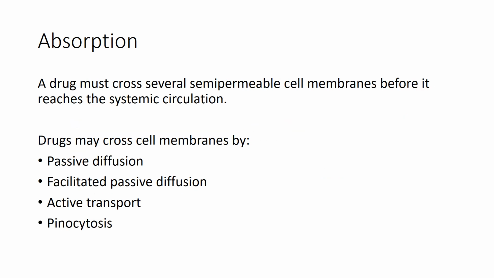Unless given intravenously, a drug must cross several semi-permeable cell membranes before it reaches the systemic circulation. Cell membranes are biologic barriers that selectively inhibit passage of drug molecules. These membranes are composed primarily of a bimolecular lipid matrix, which determines membrane permeability characteristics. Drugs may cross cell membranes by passive diffusion, facilitated passive diffusion, active transport, and pinocytosis.